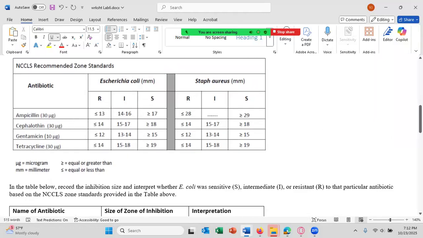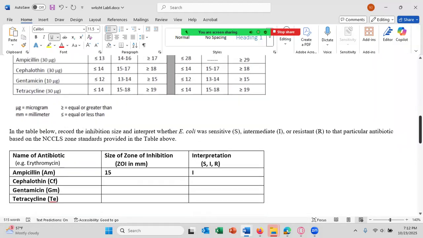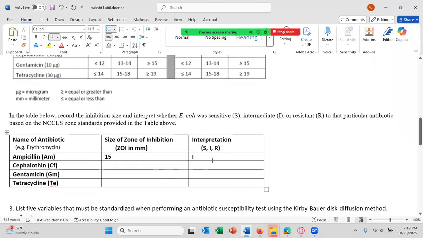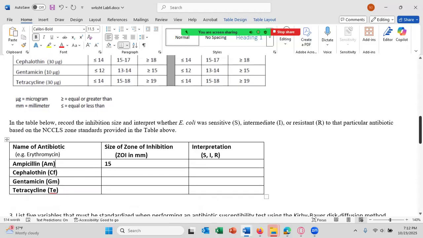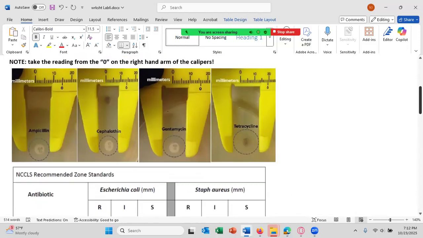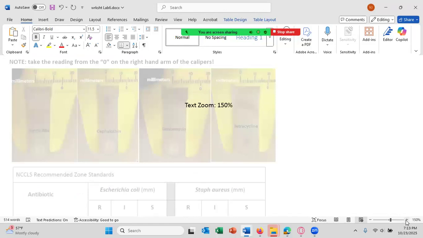So let's table the standards. Come and do the table here. So we have the zone of inhibition. For the first one filled in, I'll do the interpretation for you for ampicillin. So let's go up here just to confirm that it's 15 millimeters. Let me blow this up a little.